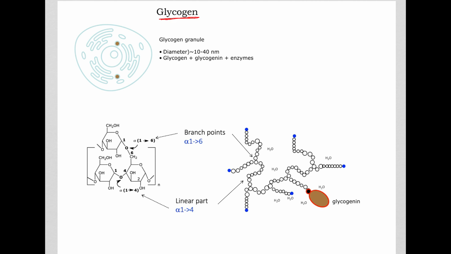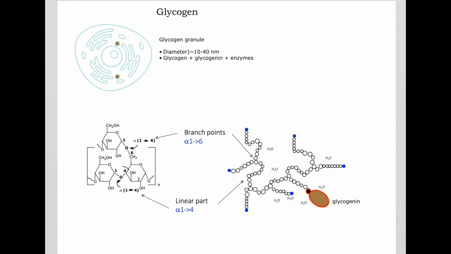Now, glycogen is found in all cells in a form of granules, glycogen granules, which are less than 40 nanometers. These glycogen granules contain glycogen and the protein glycogenin, plus all the enzymes necessary for glycogen breakdown as well as glycogen synthesis. Now recall that glycogen is a very, very highly branched structure.